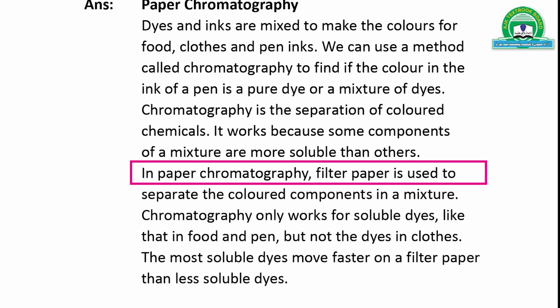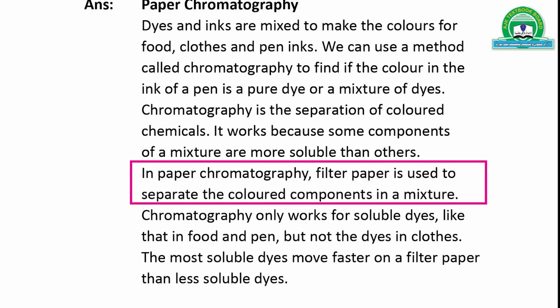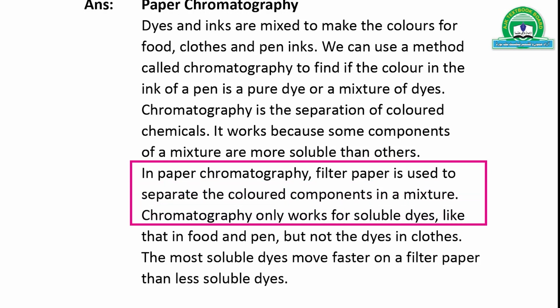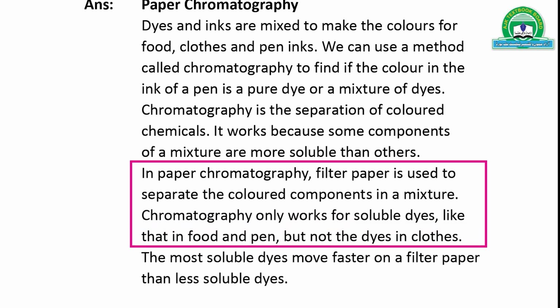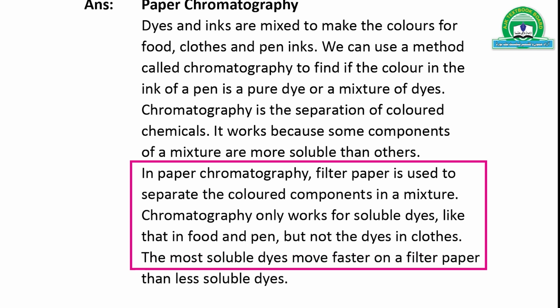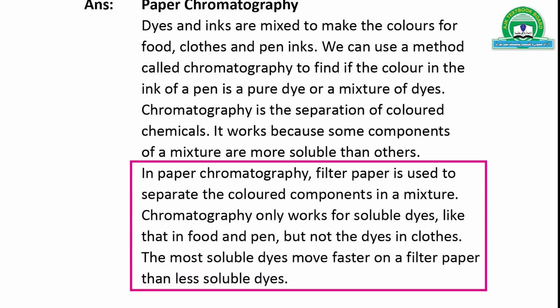In paper chromatography, filter paper is used to separate the color components in a mixture. Chromatography only works for soluble dyes like those in food and pens, but not the dyes in clothes. The more soluble dyes move faster on a filter paper than the less soluble dyes.